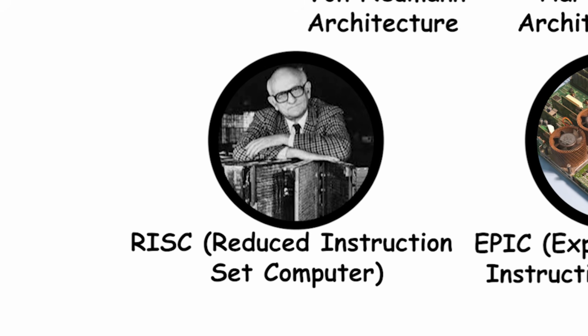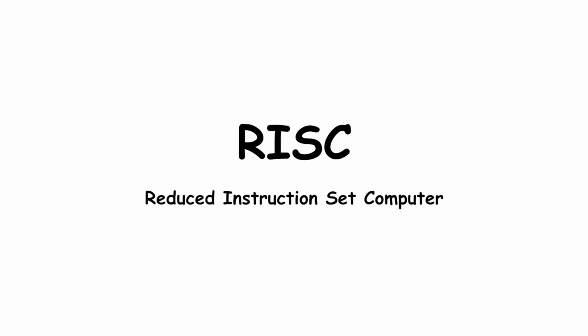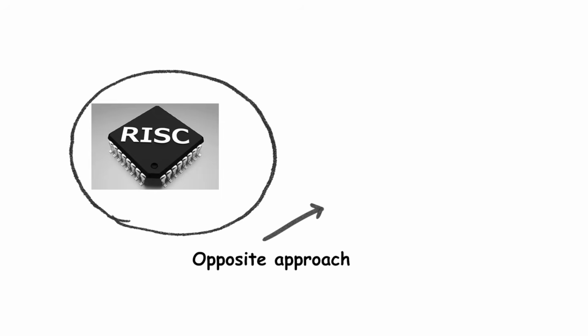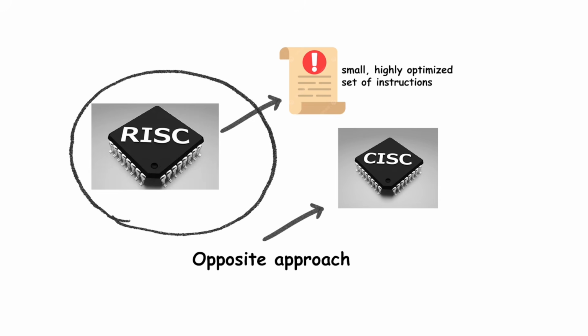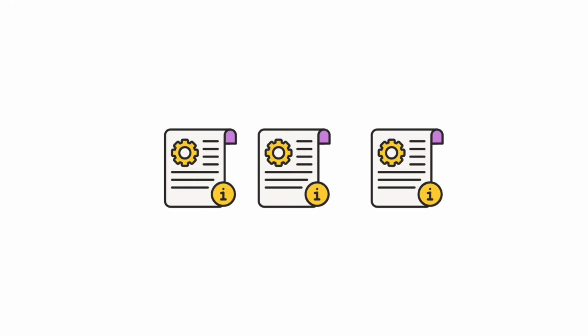RISC, Reduced Instruction Set Computer. RISC stands for Reduced Instruction Set Computer. It takes the opposite approach of CISC by using a small, highly optimized set of instructions. Each instruction is designed to execute in a single clock cycle whenever possible.